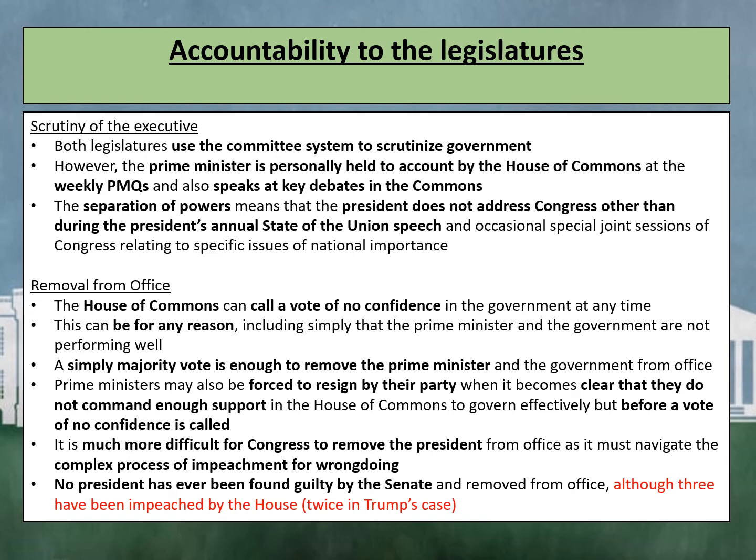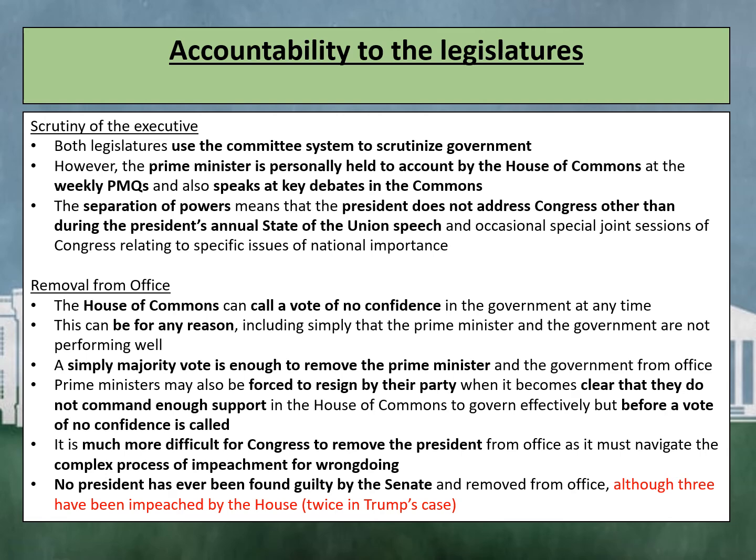We also have removal from office. The House of Commons can call a vote of no confidence in the government at any time. This can be for any reason, including simply that the Prime Minister and the government are not performing well. A simple majority vote is enough to remove the PM and the government from office. Prime Ministers may also be forced to resign by their party when it becomes clear that they do not command enough support in the House of Commons to govern effectively, but before a vote of no confidence is called.